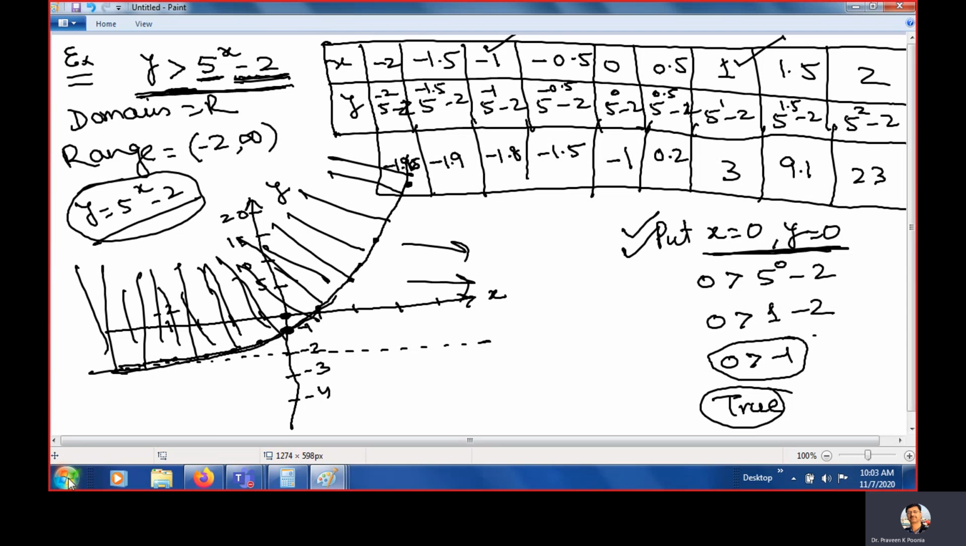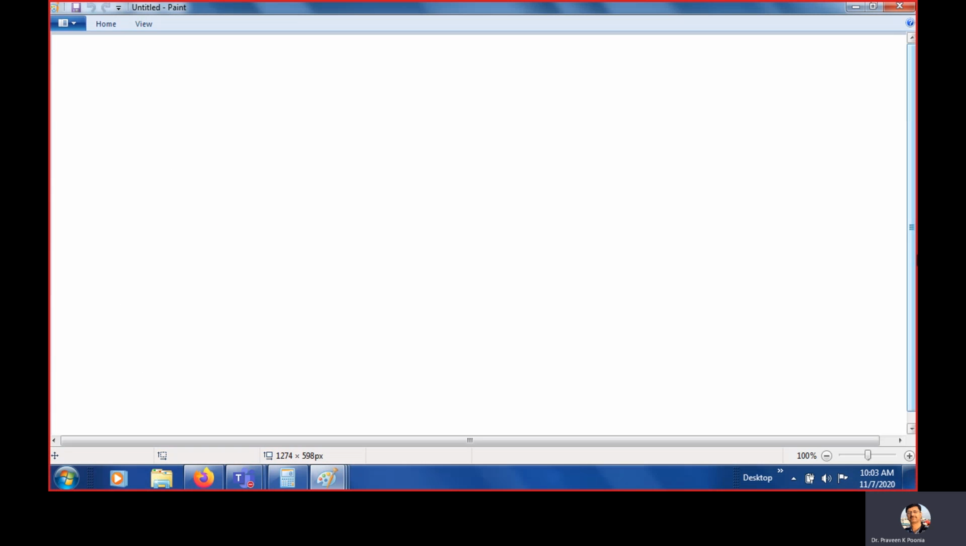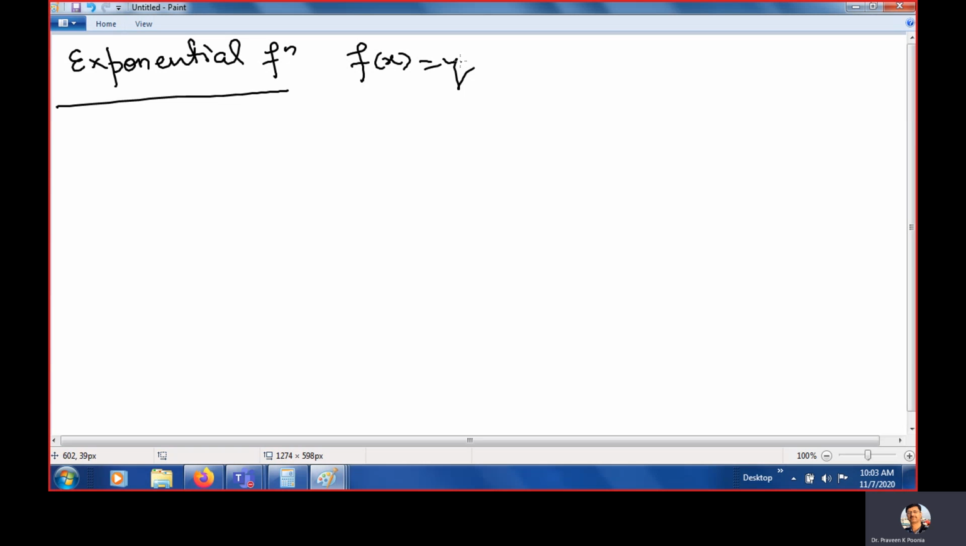graphs of exponential functions. Now I want to tell you one special type of function that is named the exponential function. That is f(x) equals y equals e power x. This is a special type of function that is very useful in graphs because we will change exponential into logarithmic. Then this e is very useful. What is the value of e? It is 2.718.